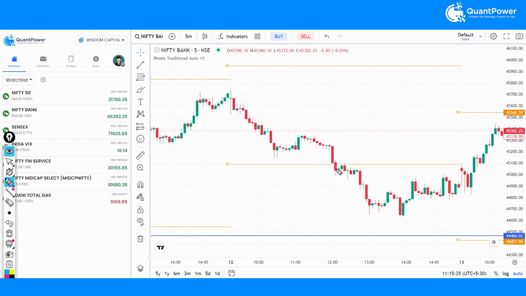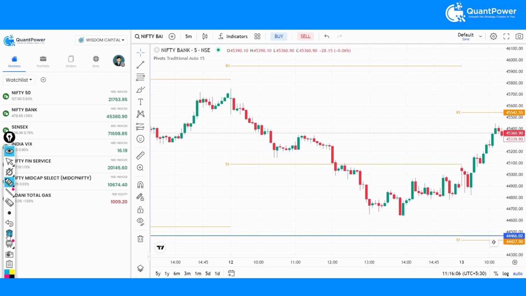After a break of S1 or R1, wait for 4 to 5 candles to observe the price behavior. If the trend persists, consider entering a position. In our example, after the third candle, it's reasonable to assume a downward trend with a potential entry on the fourth candle. Now, let's discuss strike prices, targets, and stop-loss levels.